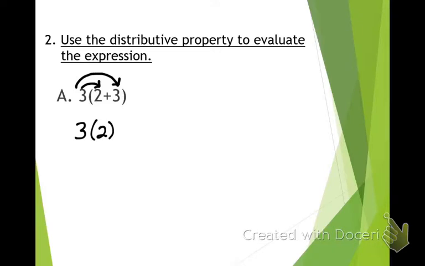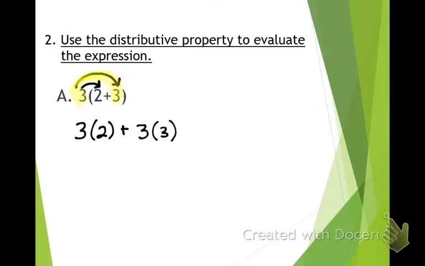As you can see up here, the operation I have is a plus, so I'm going to drop down the plus. Now, if I multiplied the 3 times 2, what else do I have to multiply that 3 by? 3 times the other number in there, 3 times 3. Then you're simply just going to work from left to right.